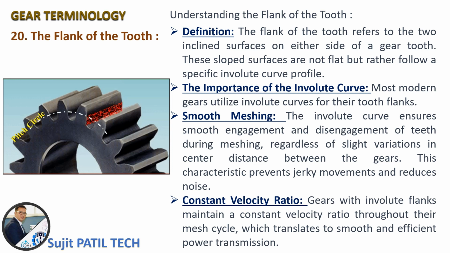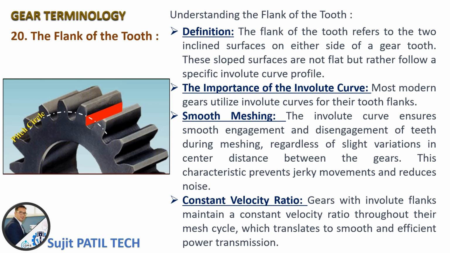Understanding the flank of the tooth. Definition. The flank of the tooth refers to the two inclined surfaces on either side of a gear tooth. These sloped surfaces are not flat but rather follow a specific involute curve profile. The importance of the involute curve. Most modern gears utilize involute curves for their tooth flanks.